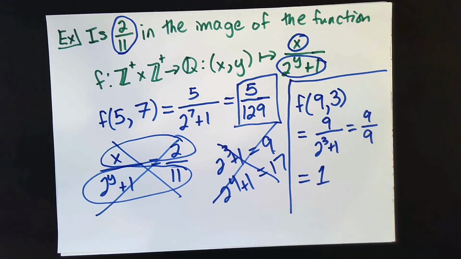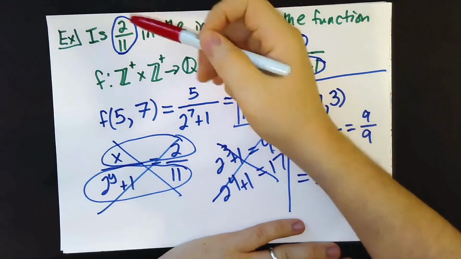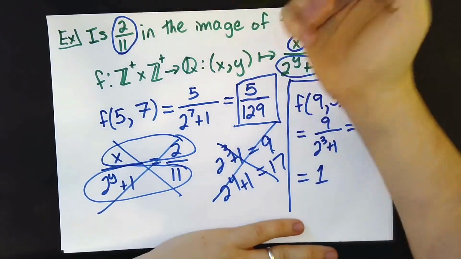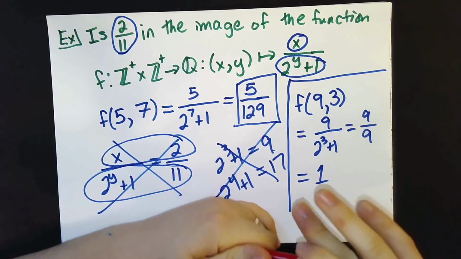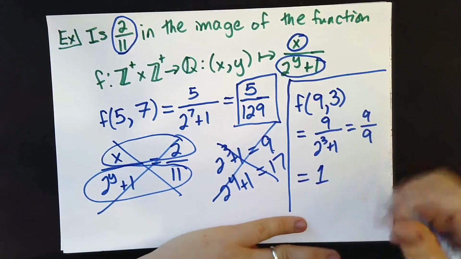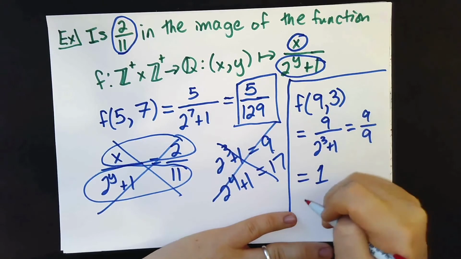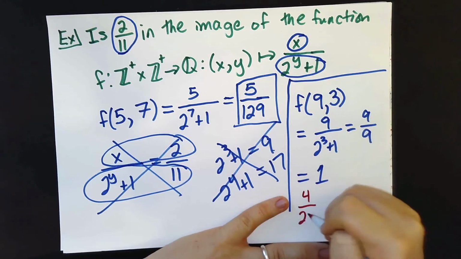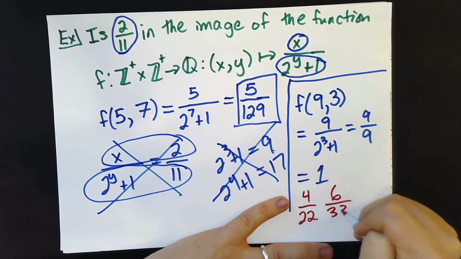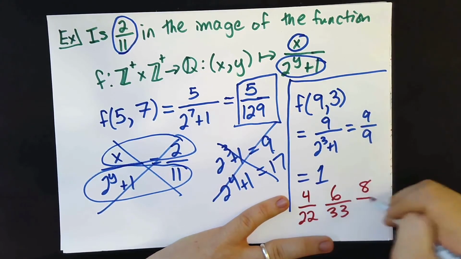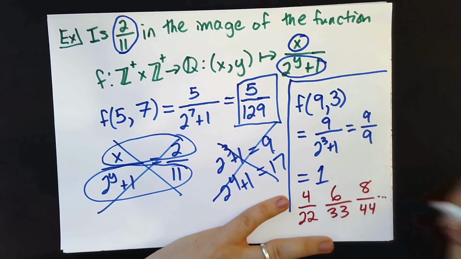So how can I approach this question? One way to approach this question is to think, okay, I can't get out 2/11. Well, what other ways are there to write 2/11? Well, I could write 2/11 as 4/22. I could write it as 6/33, as 8/44.